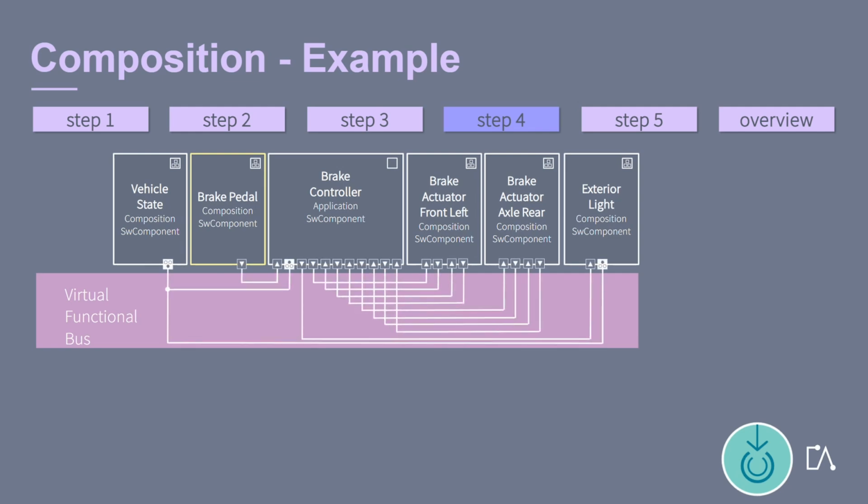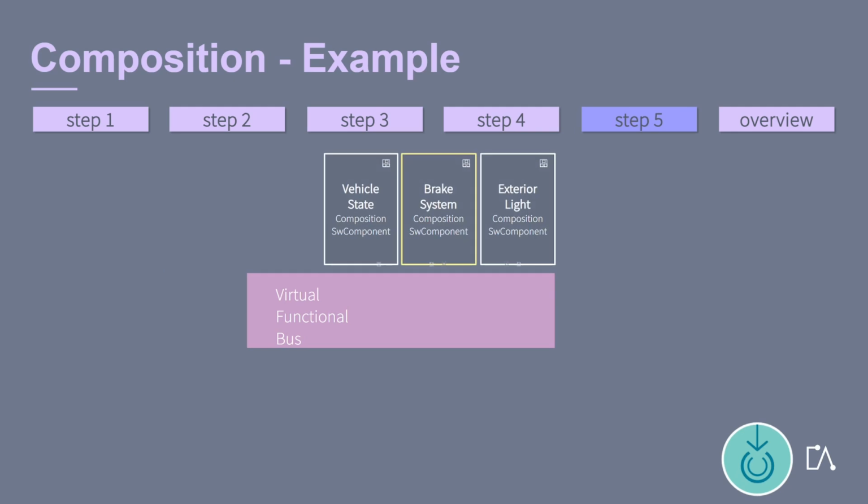The composition brake pedal has one delegation port, because the other software connector is inside the composition. So it doesn't need to be exposed to the outside world. Next we create the composition brake system, which aggregates 3 compositions and the atomic software component brake controller. How many delegation ports will be there? Our new composition brake system has 2 delegation ports.